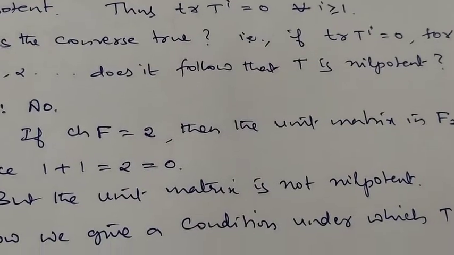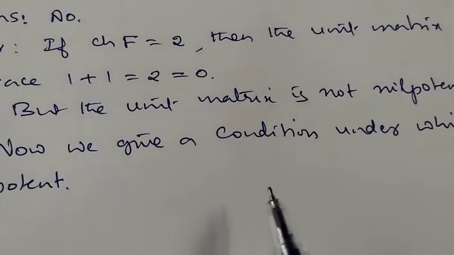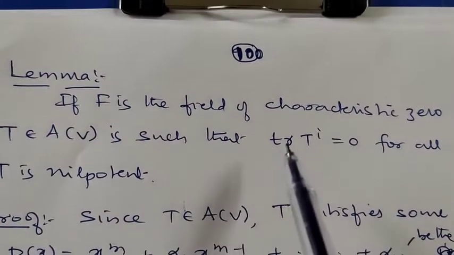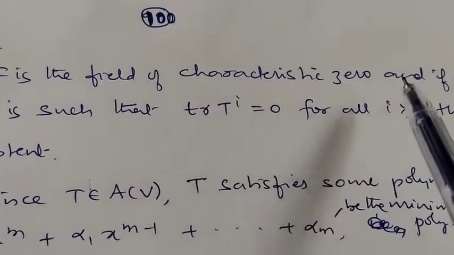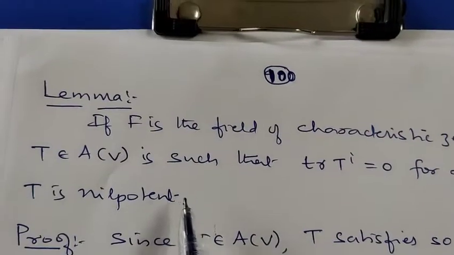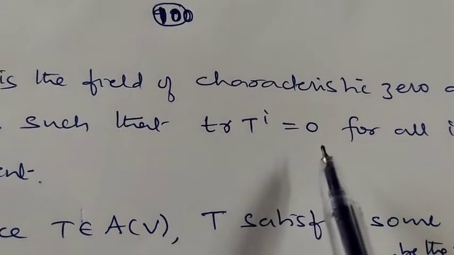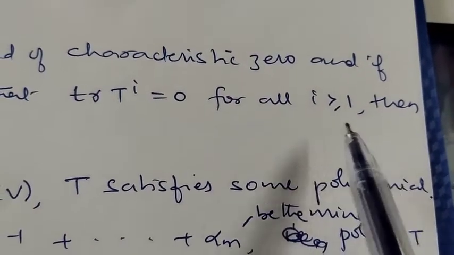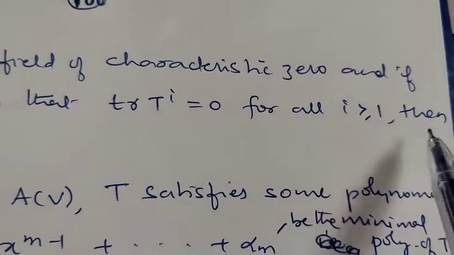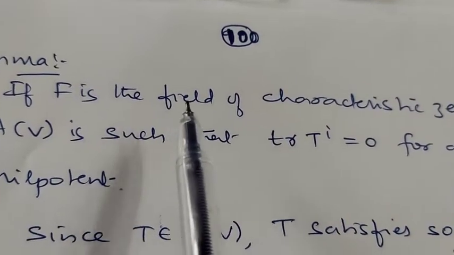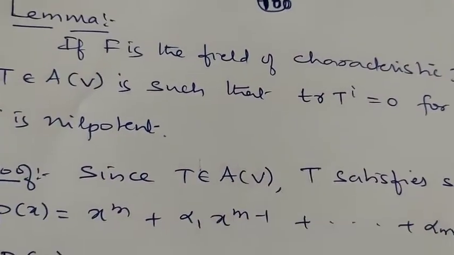Now we give a condition under which this converse holds true. That is stated in a very important theorem. If F is a field of characteristic 0 and if T belongs to A(V) is such that the trace of T to the power i is 0 for all i greater than or equal to 1, then T is nilpotent. The condition is that the field must be of characteristic 0; only then does this result hold true.